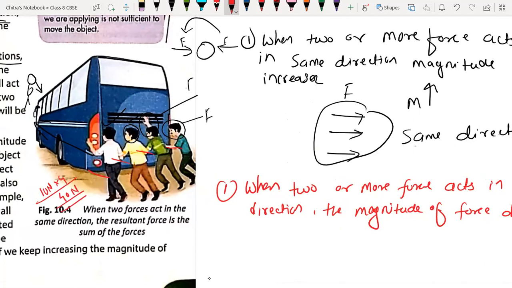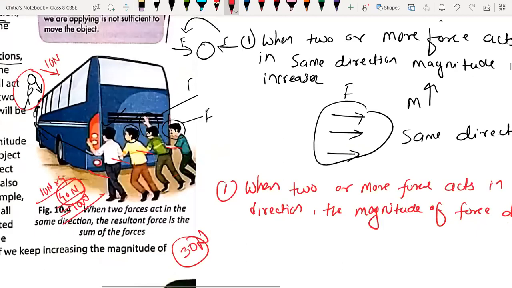Is it or not? Yes, sir. Suppose that 40 Newton of force is sufficient to push the bus, then 4 persons will push the bus. But suppose one more person applies force in the opposite direction, again having 10 Newton. So we have to reduce that 10 Newton from the total force, so the total remaining force will be 30 Newton. And we already discussed that 40 Newton of force is sufficient to push the bus.